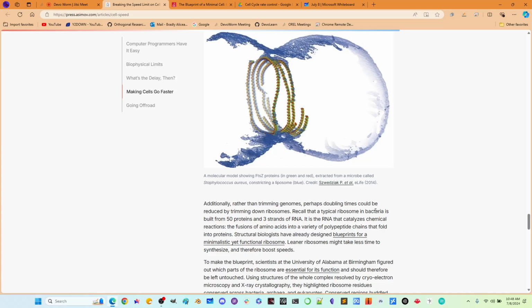Recall that a typical ribosome in bacteria is built from 50 proteins and 3 strands of RNA. It is the RNA that catalyzes chemical reactions. Structural biologists have already designed blueprints for a minimalist yet functional ribosome. So we're not only looking at minimal cells, but we're looking at these minimal ribosomes. Smaller ribosomes might take less time to synthesize and therefore boost speeds.